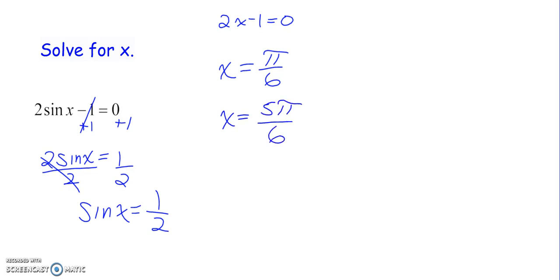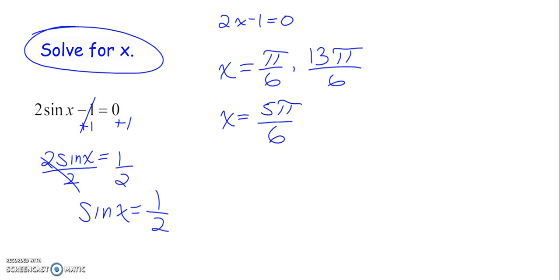Now here's the tricky part. If you wrote just these two answers on a quiz, I cannot give it full credit because they want all values of x. And anything coterminal with pi over 6 would also be a value that would make this statement true. So pi over 6 works, but technically wouldn't 13 pi over 6 work as well? Aren't those two angles coterminal? And anything coterminal with 5 pi over 6 also works. So I could say 17 pi over 6.